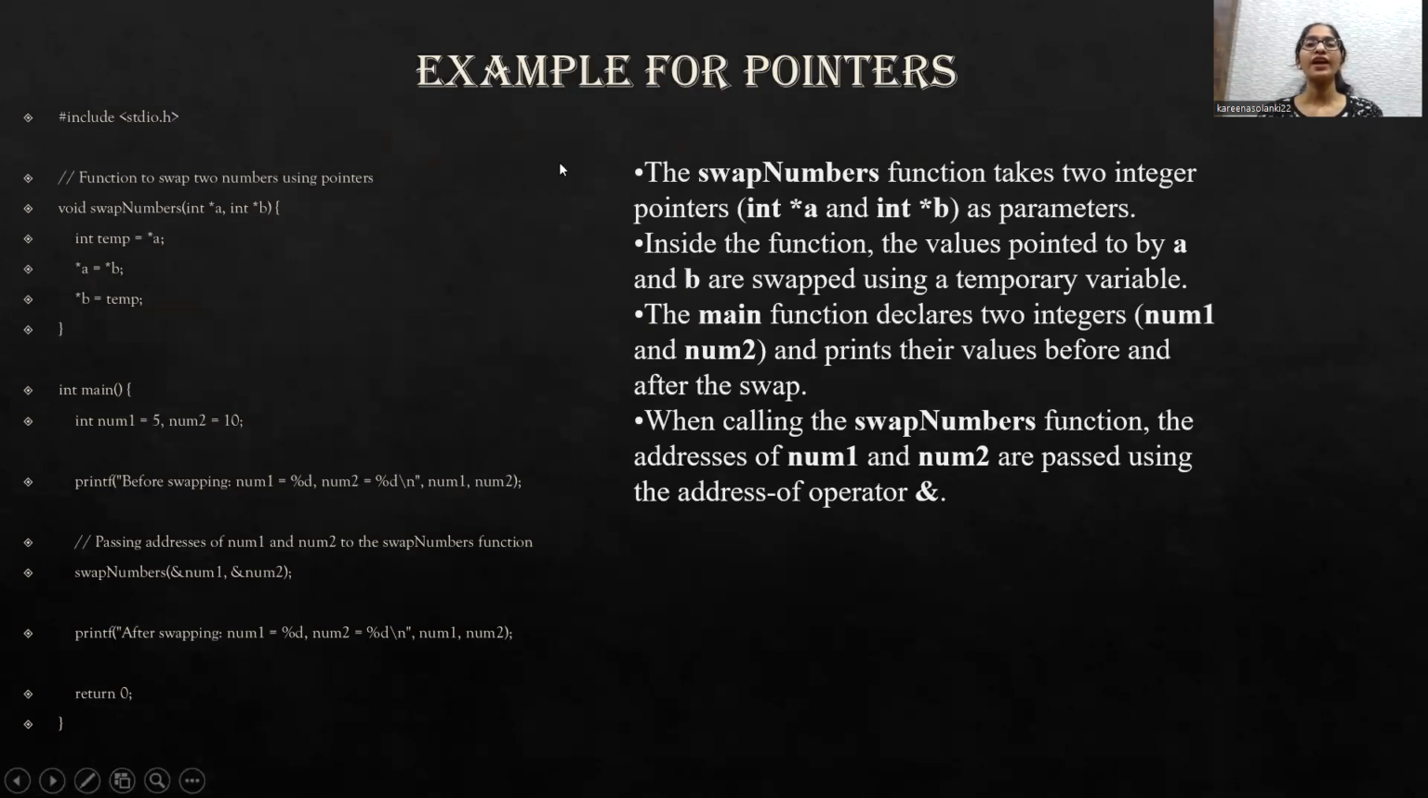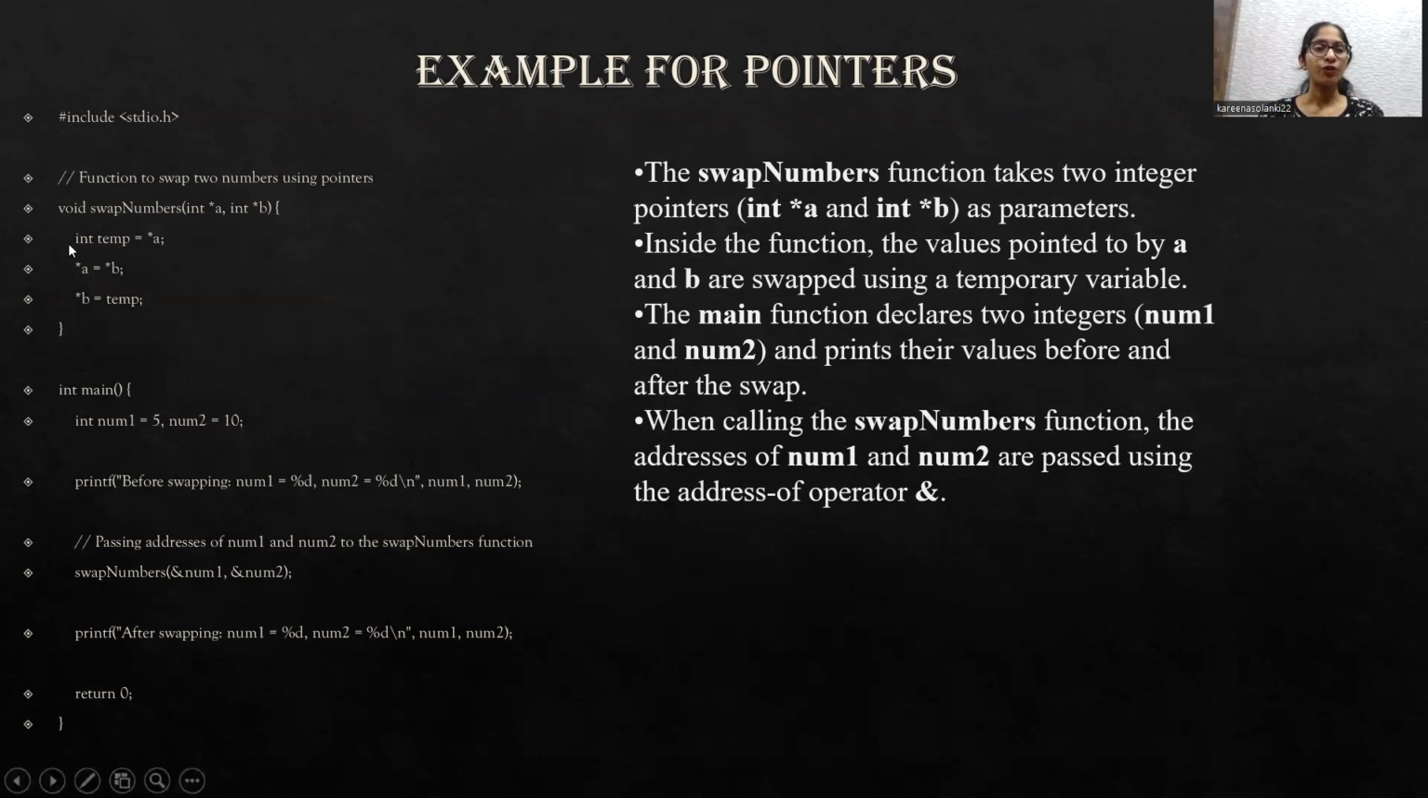Next, let us have a look at an example for the pointer. Here again #include <stdio.h> is the library header, and this program is about how to swap two numbers using pointers. Let's begin with the first line of code, that is void swap_numbers(int *a, int *b). Here the swap_numbers function takes two parameters, int *a and int *b. Inside the function, the values pointed to by a and b are swapped using a temporary variable.